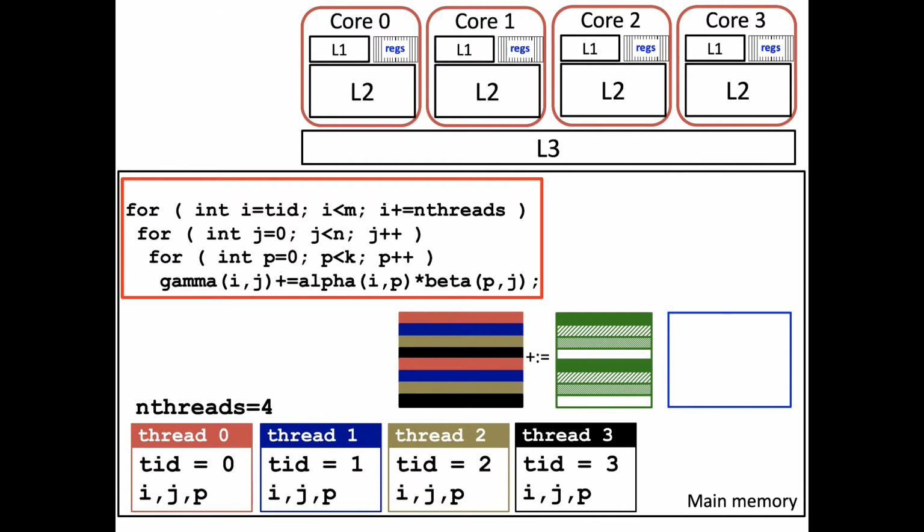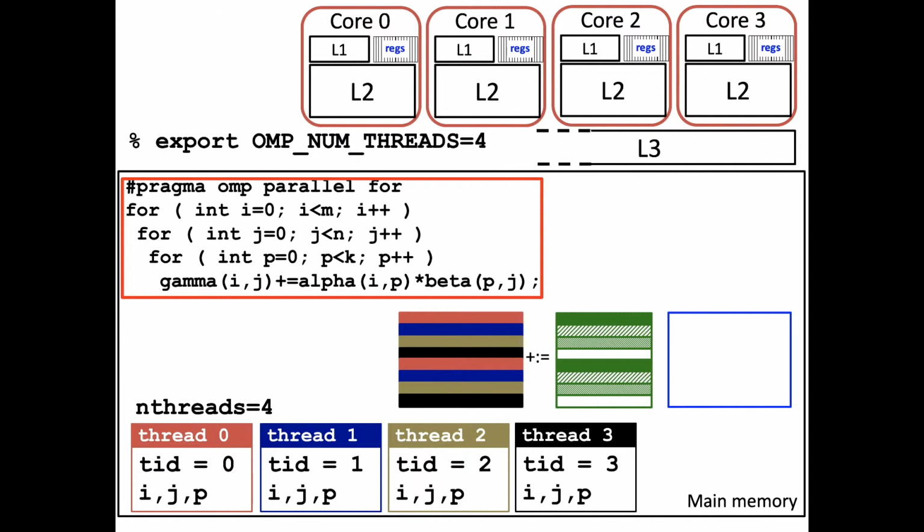Now, if we have four cores, we may want to use four threads. Notice that these four threads can all execute the same program. Notice that the change in the program is very systematic. If it is systematic, the compiler should be able to do it for us. This is where OpenMP comes in. The line pound pragma omp parallel for is a directive to the compiler to create code that does what we just described in the last slide.